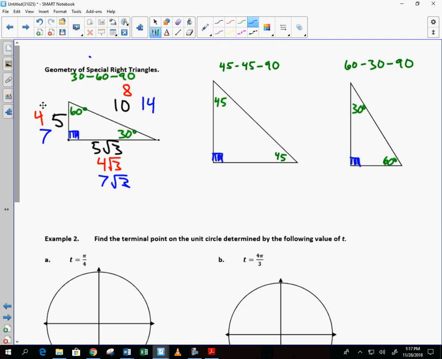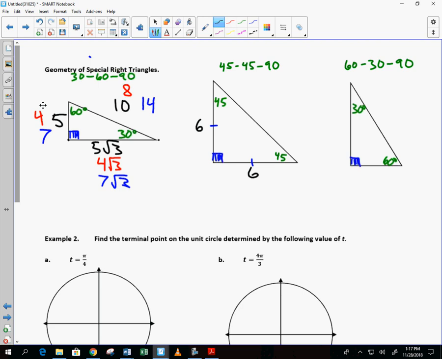Let's look at the next one. 45, 45, 90. A 45, 45, 90 is an isosceles right triangle. That means that those two sides are the same. Isosceles means that two sides of the triangle are the same. So we're going to try this one here, and we're going to start off with a length of 6. Suppose that this has a length of 6. What is the length here?